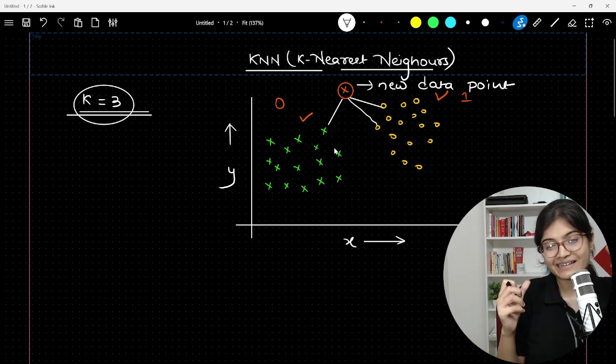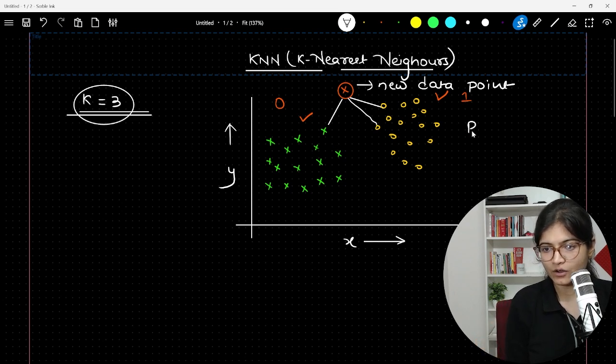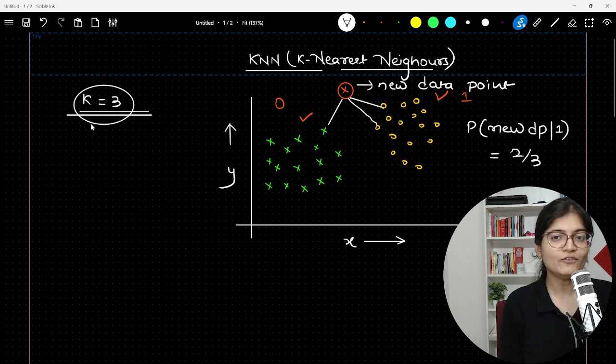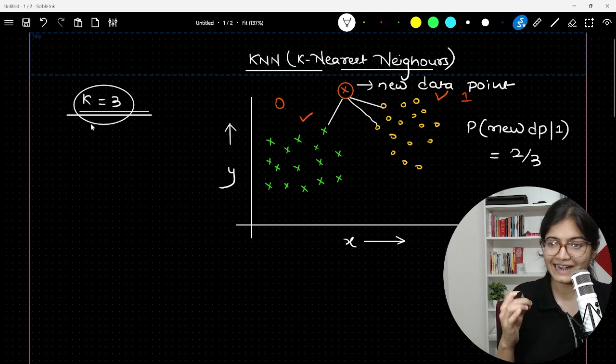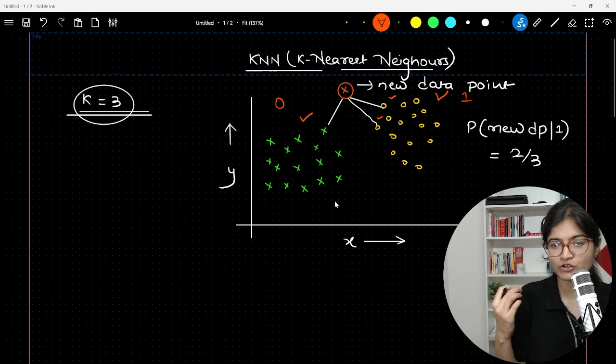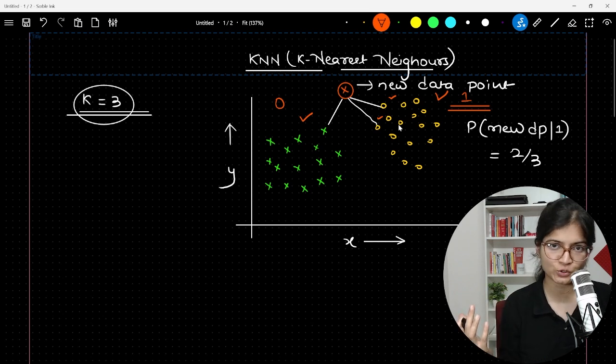Now what will happen is internally it will try to find the probability. What is the probability of a new data point, DP I'm mentioning, belonging to class 1? Given belonging to class 1, it is nothing but equal to 2 by 3, can I say? Because in total we are looking for three nearest data points, and out of those three I can clearly see two of them are the yellow ones, which belong to class 1, as I mentioned. Just make sure all these things are assumptions.